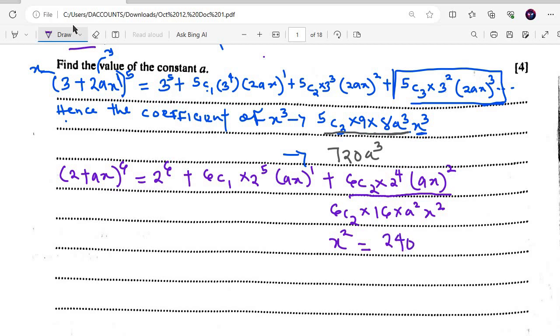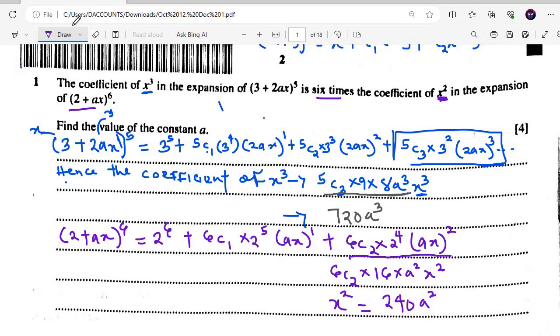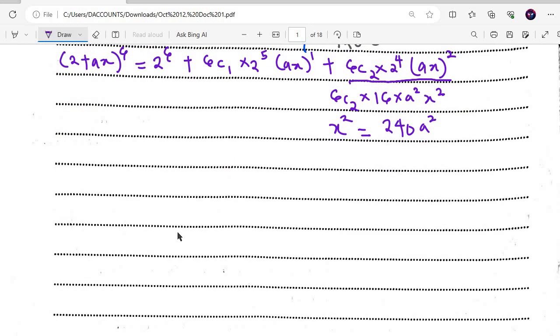That's 240a squared. According to the question, the coefficient of x cubed is 6 times the coefficient of x squared. The coefficient of x cubed we found is 720a cubed, equal to 6 times the coefficient of x squared. What's the coefficient of x squared? 240a squared.